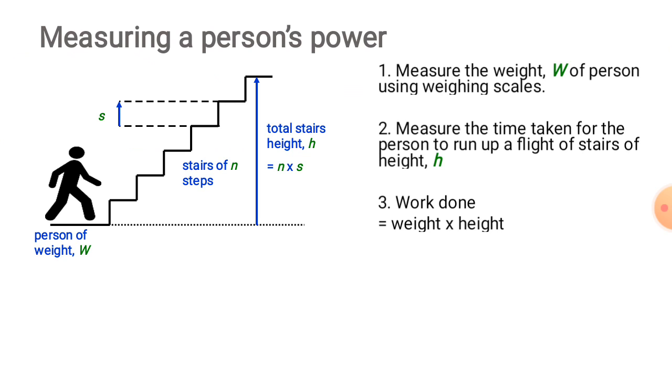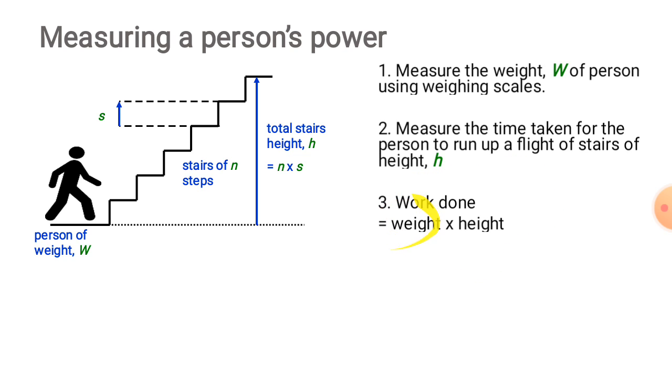First, you need to measure the weight of the person, number one, using weighing scales or a weight machine, whatever it is. Number two, you need to measure the time taken for that particular person to run up a flight of stairs of a given height. Then finally you can calculate the work done. The work done can be calculated using this formula: weight into height.